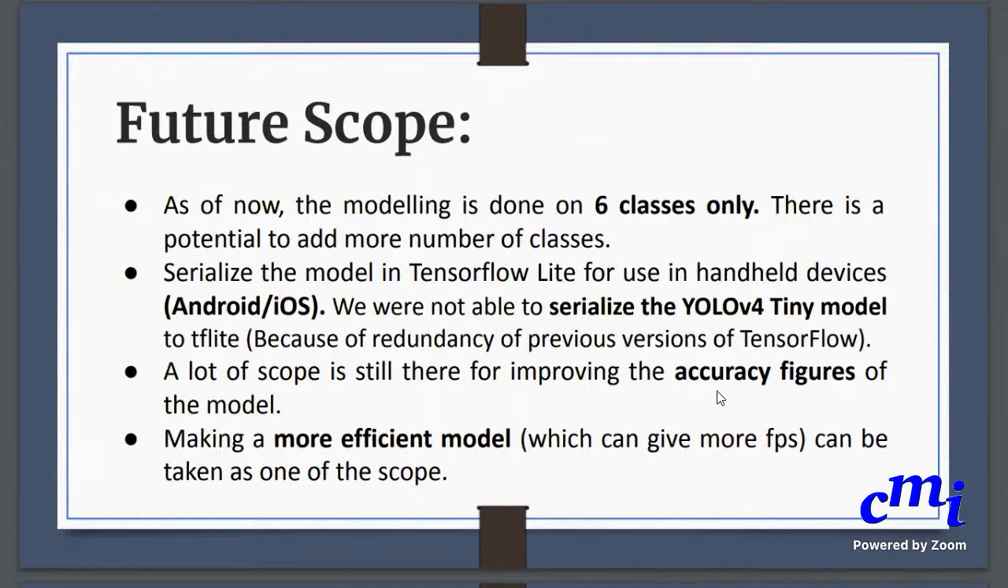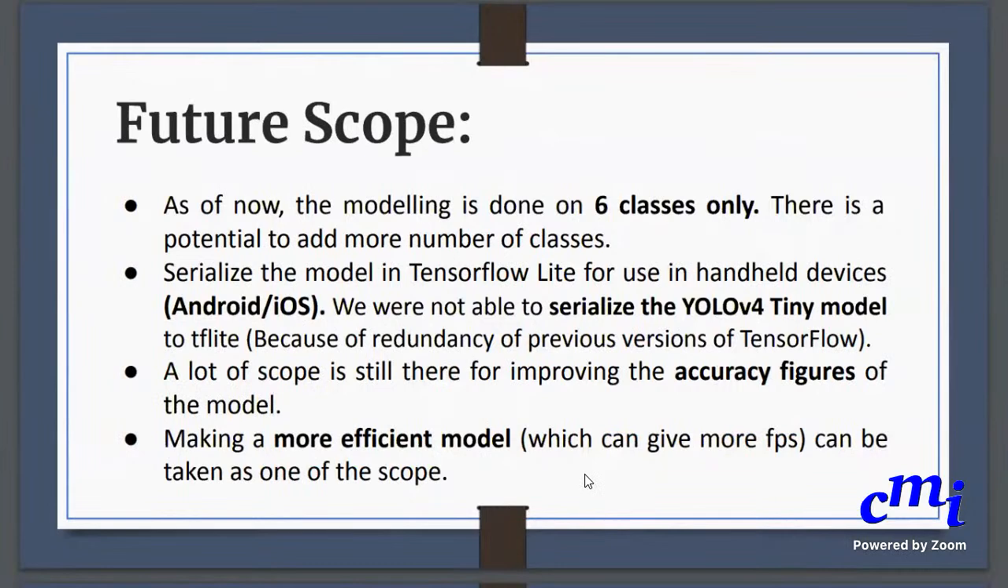And accuracy figures. As we just saw, the mean average precision is 77%. So there's still scope for improving it if we have more Azure credits, or more powerful VMs, that is virtual machines. Because whatever training and accuracy figures we quoted here, we did not use Colab for that. Colab was always crashing and having memory issues. So everything we had to run on a VM, but if we have better VMs in future, we can get better accuracy figures, and better accuracy means a more efficient model that can give more FPS, that is frames per second.